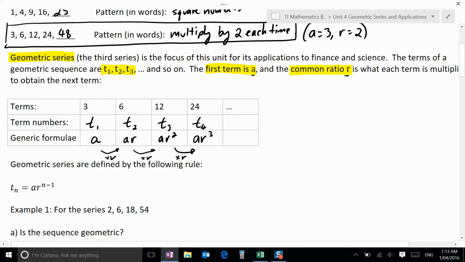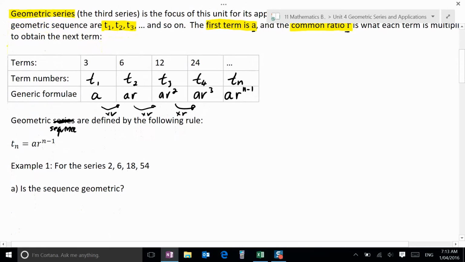So in general, to get the nth term in the sequence, which should be sequence as well. We'll look at series in the next lesson. Let's have a look at the pattern here. To get the fourth term, take the first term times R cubed. To get the third term, the first term times R squared. We should be able to see that to get the nth term, we take the first term and multiply it by R to the power n minus 1. You can see how it works for the other terms as well. The power here is always 1 less than the term number.